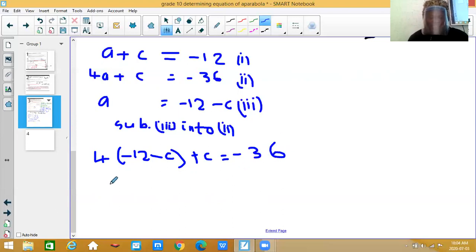Now, I want someone to remove the brackets for me. 4 times minus 12, negative 48. Well, negative 12 minus C. Right. Here on equation 3, we made A the subject of the formula, right? Now, because we are substituting, you are clear now?